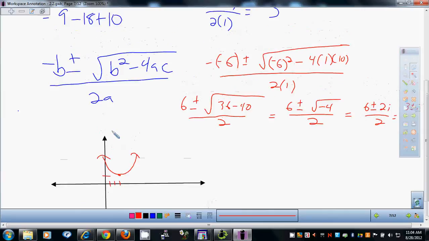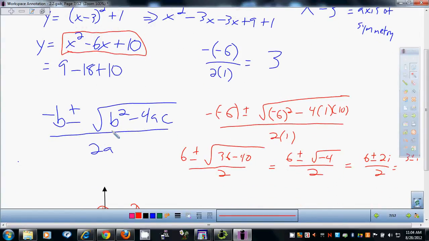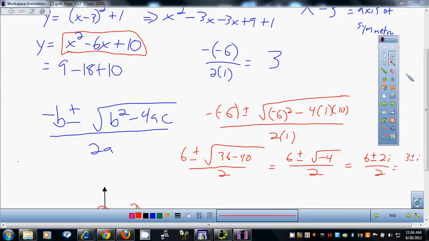Questions about any step we took in this problem? Yes, ma'am. You didn't graph it. You can't graph it. 3 plus i is completely imaginary. It doesn't show up anywhere.